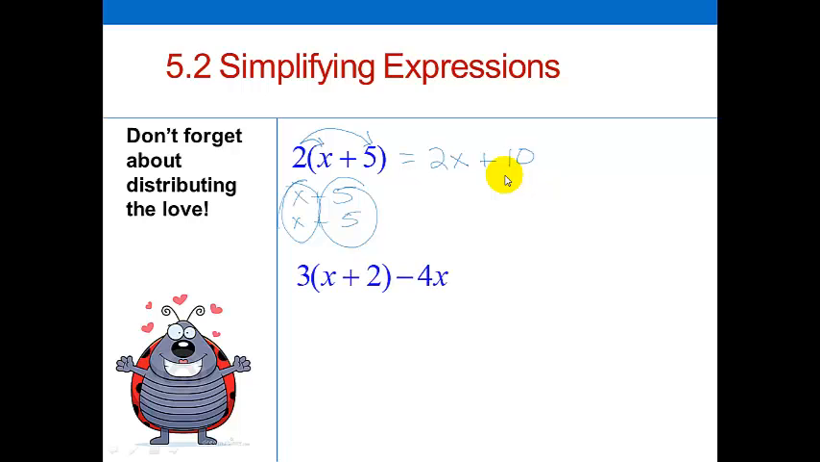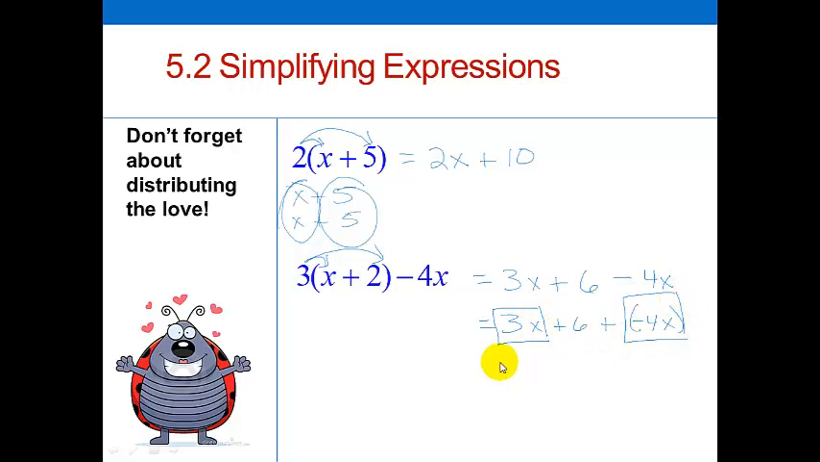And we want to use our distributive property, distribute the love. So the 3 is going to give a hug to the x. So I'm going to rewrite that as 3x plus 3 times 2, which would be 6, minus 4x. Now, going back to our goal of simplifying expressions, I want to get rid of this subtraction sign. So I'm going to rewrite it: 3x plus 6 plus negative 4x. I'm going to go ahead and box the like terms. I have the 3x and the negative 4x.